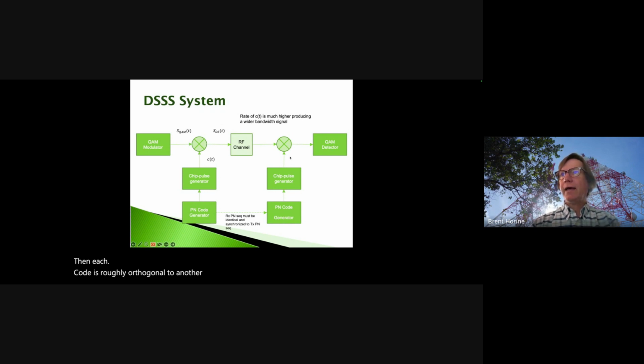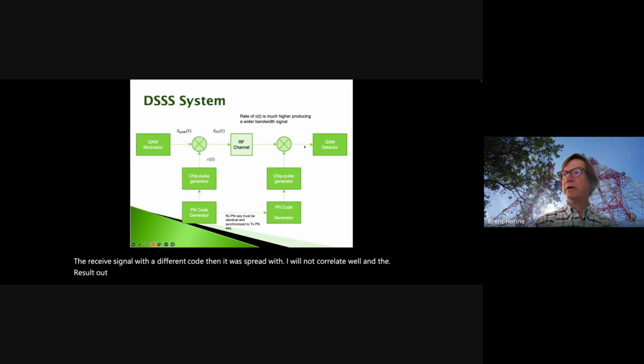It's just the nature of CDMA that if I have these orthogonal sets of codes, and I try to despread the received signal with a different code than it was spread with, I will not correlate well. And the result out here will basically look like noise, right? That's why we use these long pseudo noise type code generators, right? And so it'll look like noise here if I use a different code.